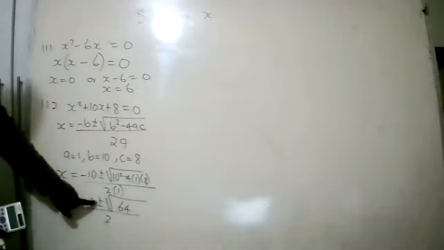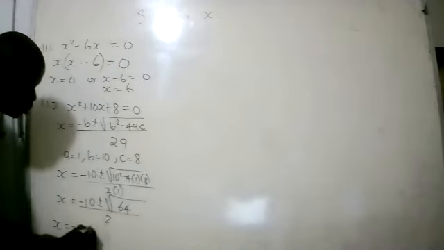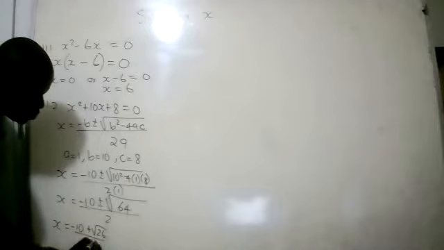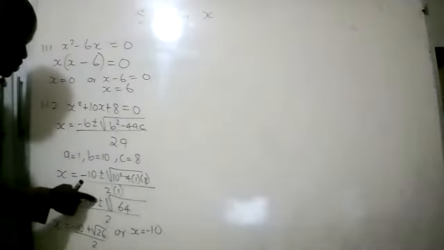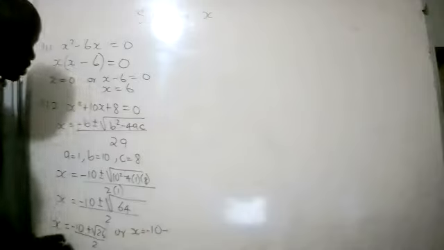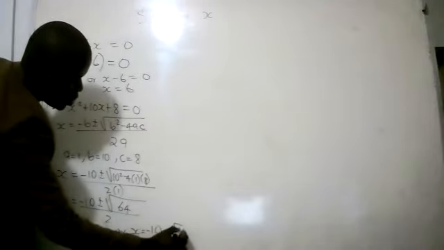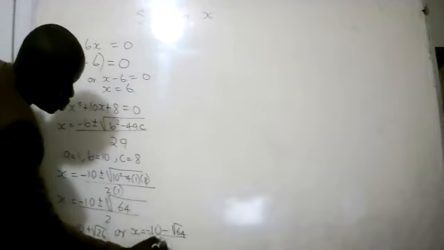Now, here we have a positive and a negative sign. If we have positive and negative sign, it means we can separate these two. We have x equal to negative 10 with the positive sign, plus the root of 64 divided by 2. And the other answer is going to be x equal to negative 10, but instead of taking the positive sign here, we now take the negative sign. So it's negative root of 64, all divided by 2. Now we can get the final answer for the value of x here and the value of x there.